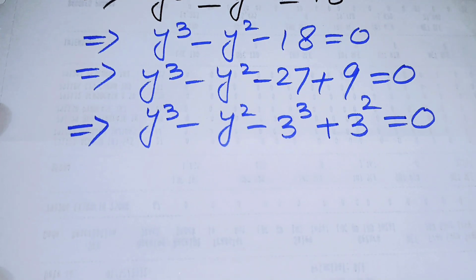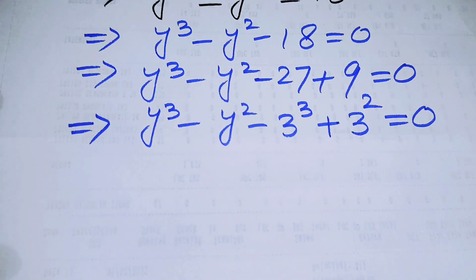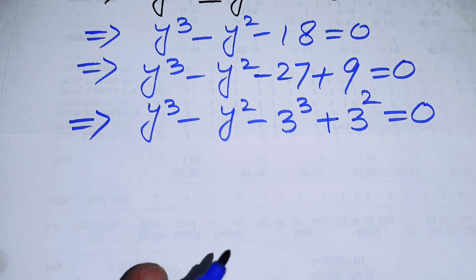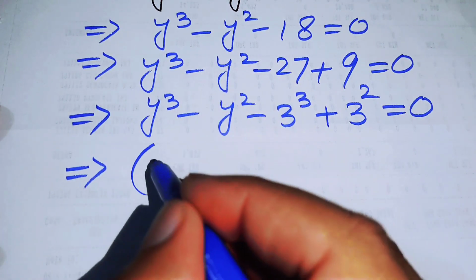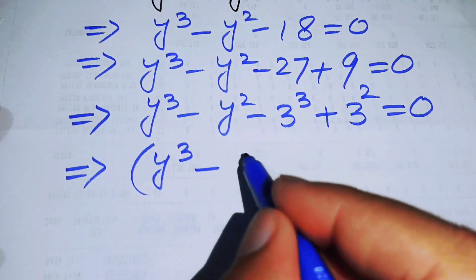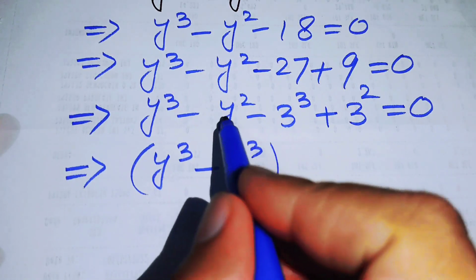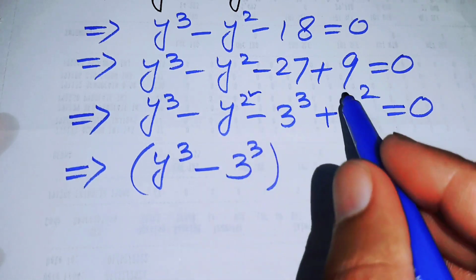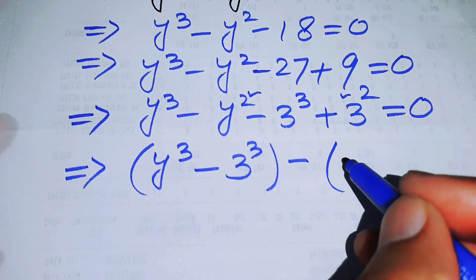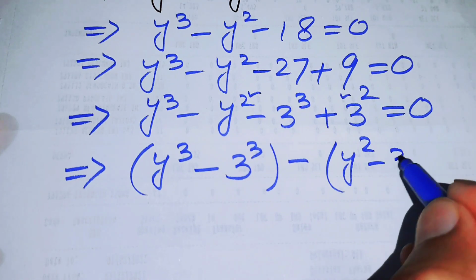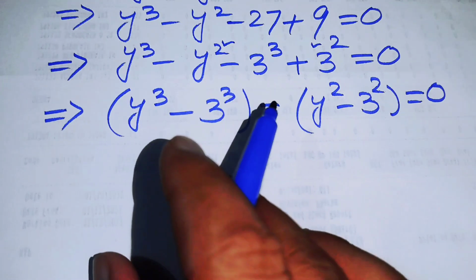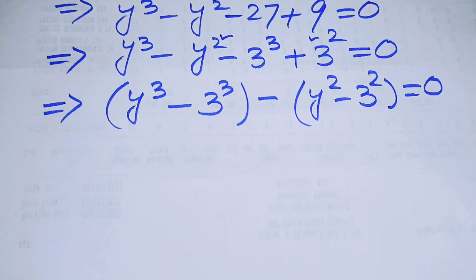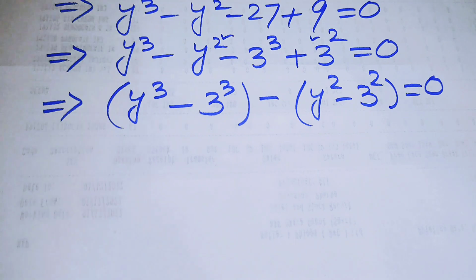So here you see that we have two cubic terms and two square terms. Now we can make the pairs of cubic and square terms. So it becomes y cubed minus 3 cubed, and here we take a common minus sign from these two terms, and you will get minus times y squared minus 3 squared is equal to 0. Now you can focus on both of the terms, and you see that we need two formulas: one is cubic and the other is square.